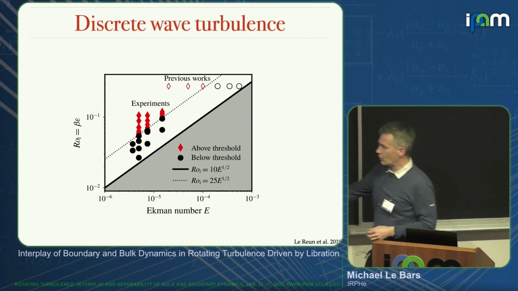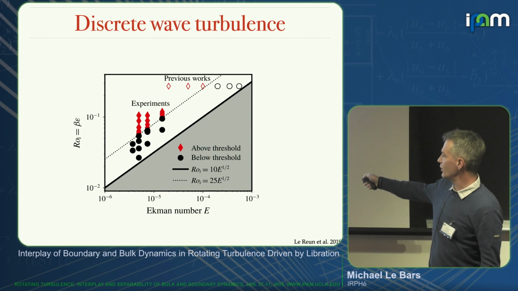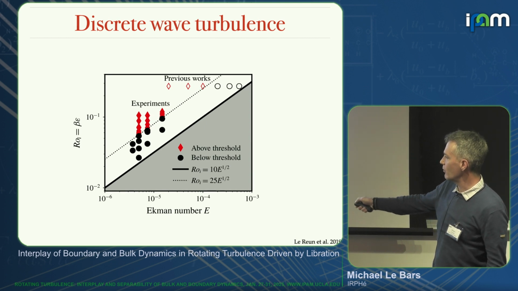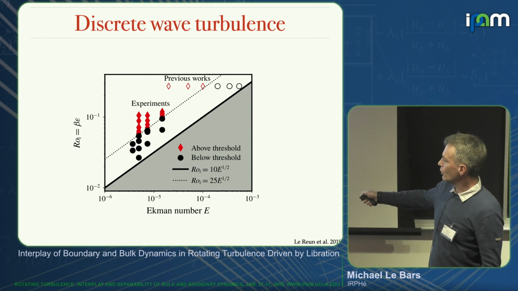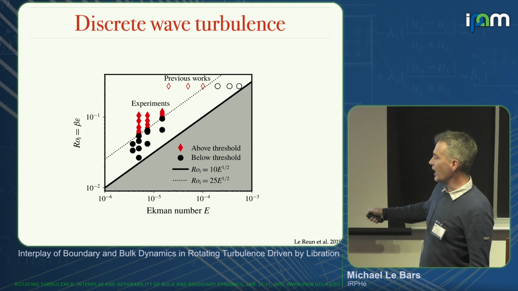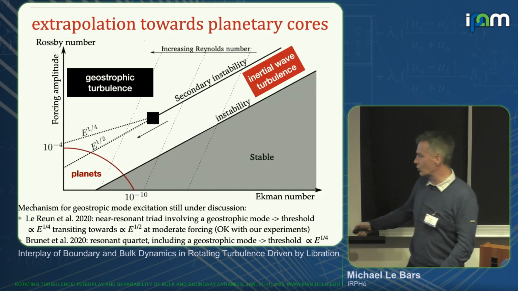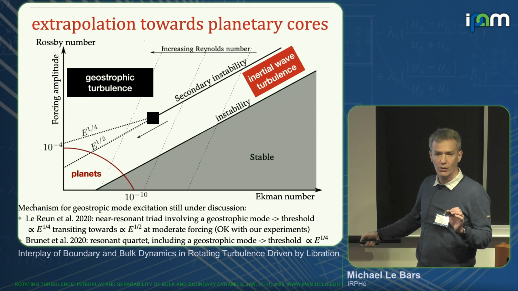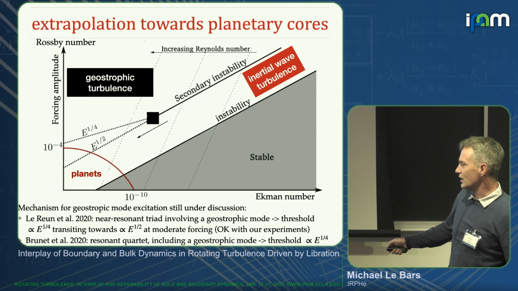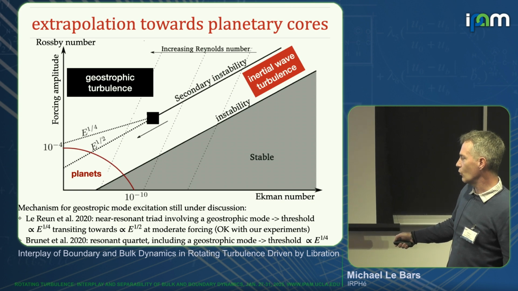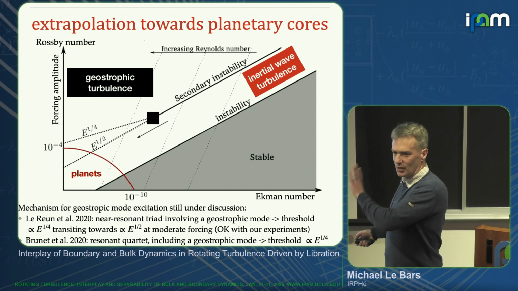Okay, so this is, again, Rossby versus Ekman. This is a threshold for the libration-driven instability, and those are the experiments. And from the experiments, what we might expect is a threshold that goes like Rossby ∝ Ekman^(1/2). You remember maybe that before I talked to you about Rossby ∝ Ekman^(1/4). So we don't know exactly what is happening. Our theory shows that there should be a transition between 1/4 and 1/2 at moderate forcing. But it's still not completely clear.